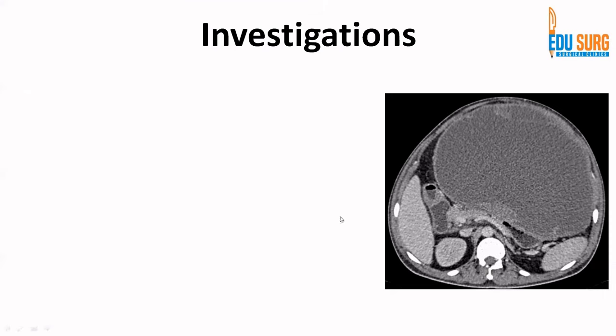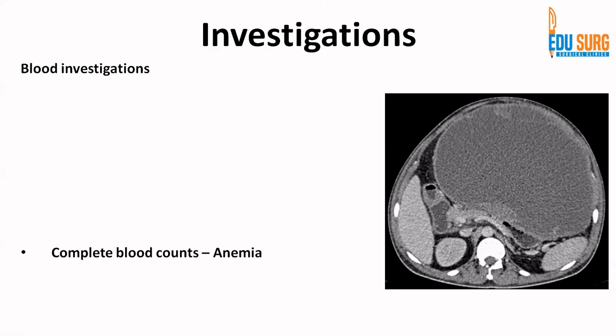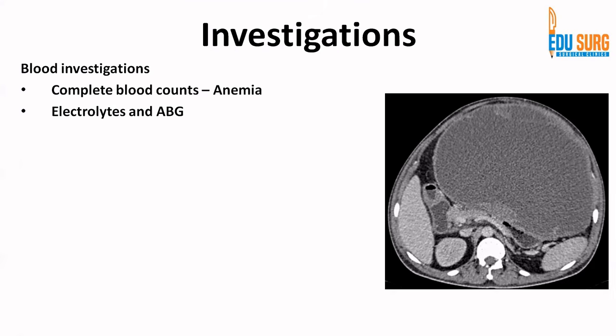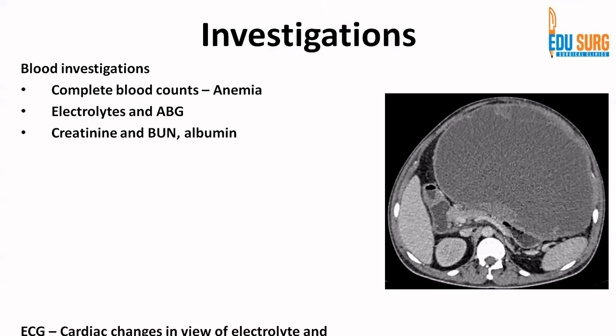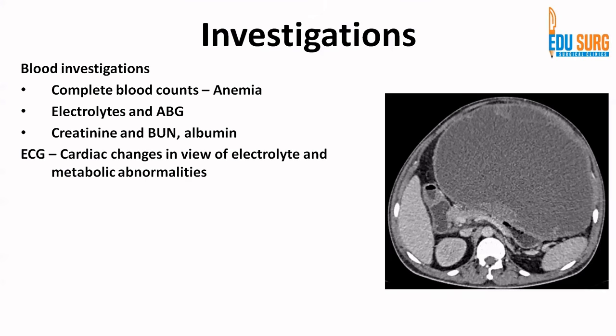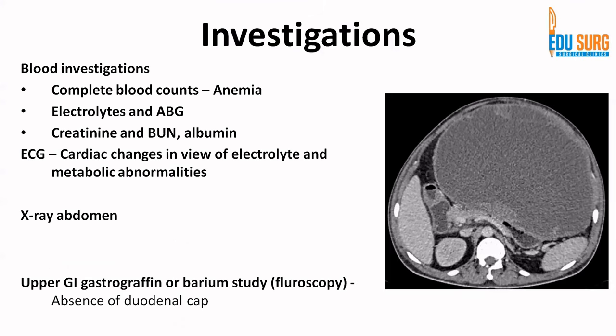Now coming to investigations, and this is one of our patients with gastric outlet obstruction. You can see the massively distended stomach. Blood investigation, CBC can be done, which will show anemia, most common in these patients. Electrolytes and ABG is very important as we discussed in the previous slides. The metabolic abnormalities are actually the reason why gastric outlet obstruction is more a medical emergency. Creatinine, BUN and albumin will help you in checking the dehydration as well as the nutritional status. ECG is very important because the electrolyte and metabolic abnormalities can result in cardiac changes.